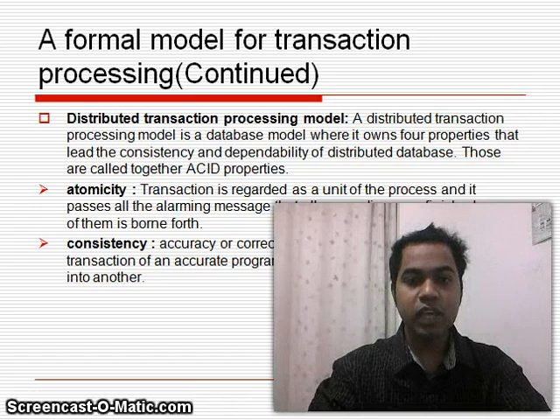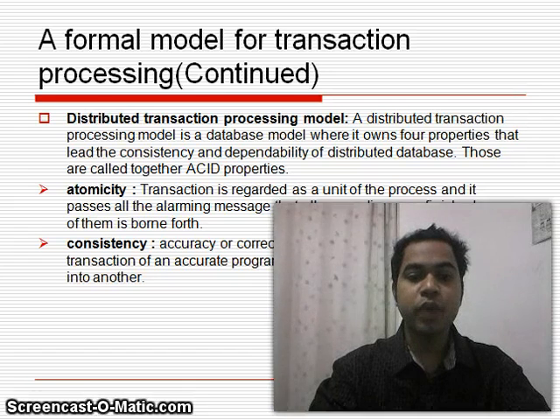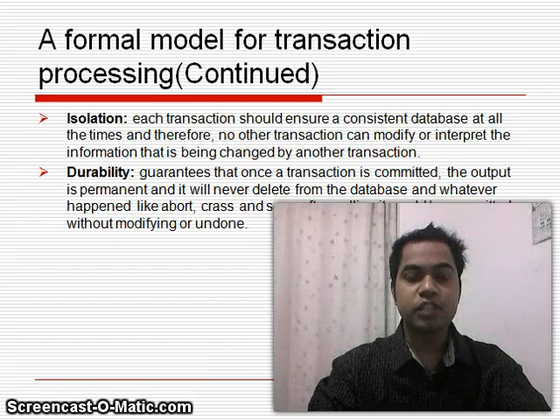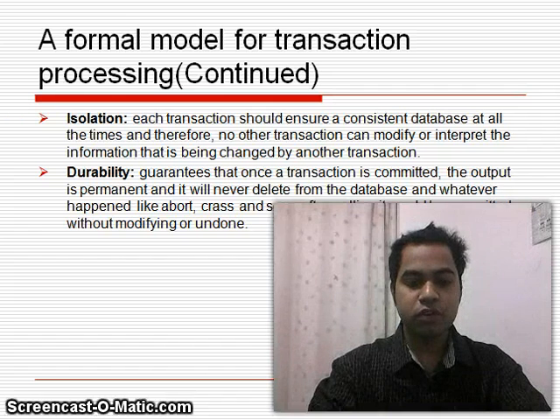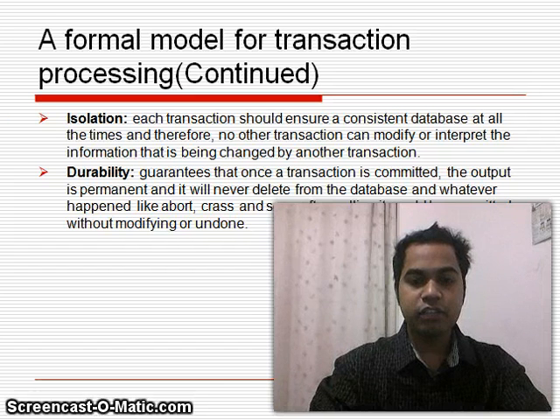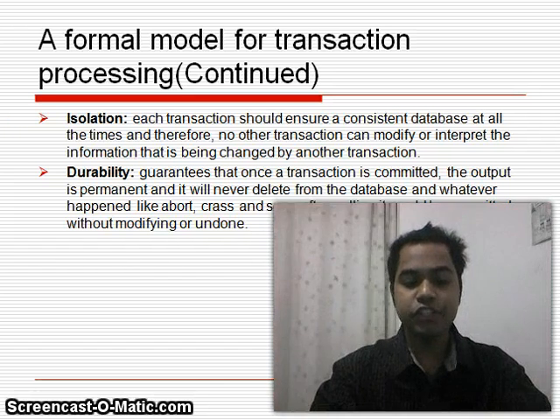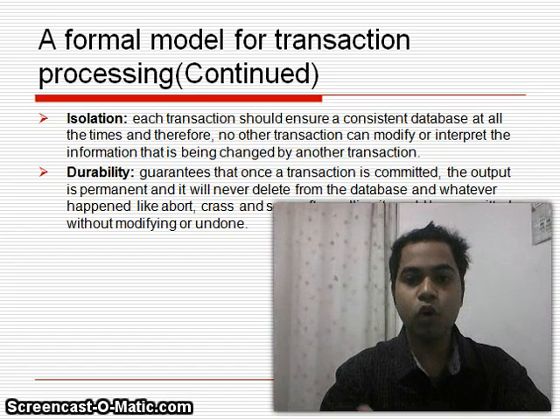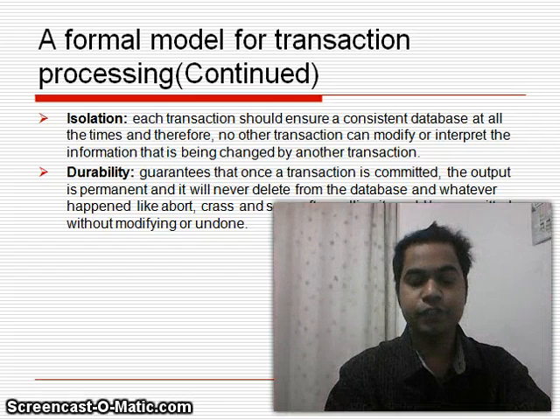Consistency is the accuracy or correctness of a transaction: a transaction is an accurate program that takes one consistent database state into another. Isolation is a more important part in concurrency control, because isolation has the ability to contain deadlock and so many things.